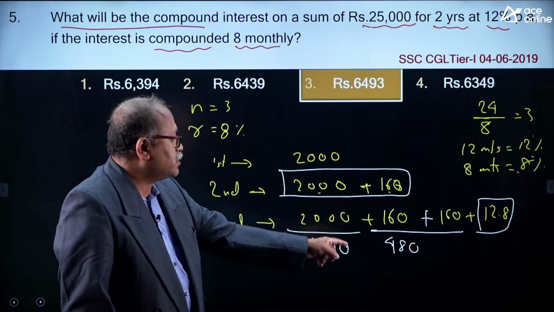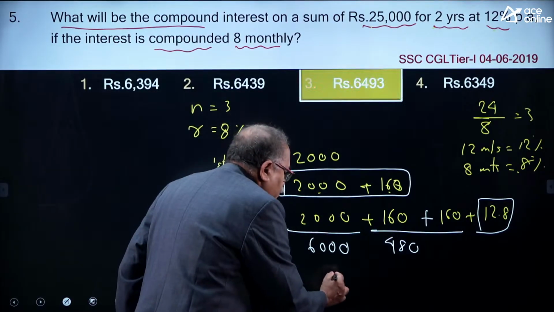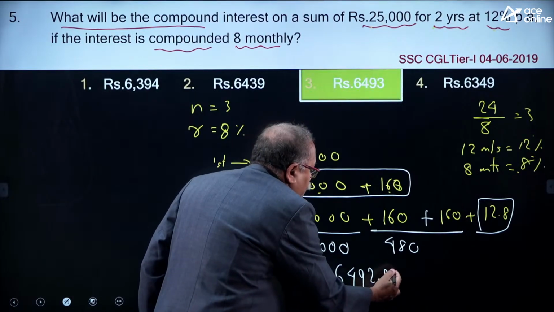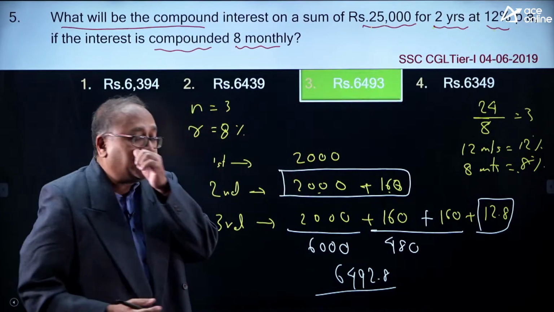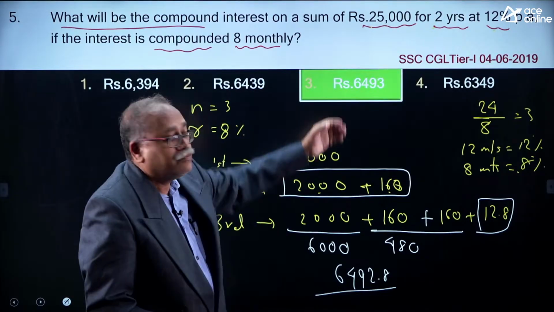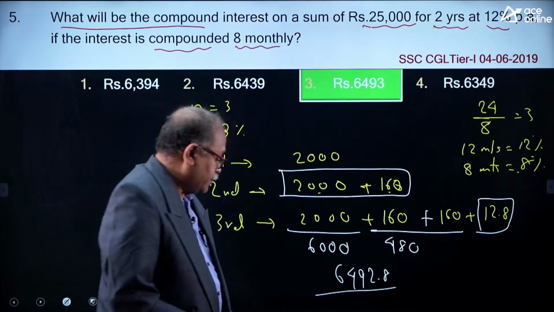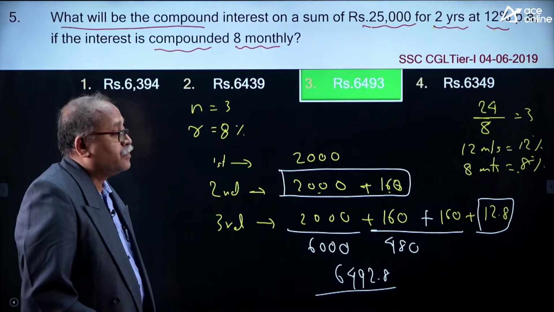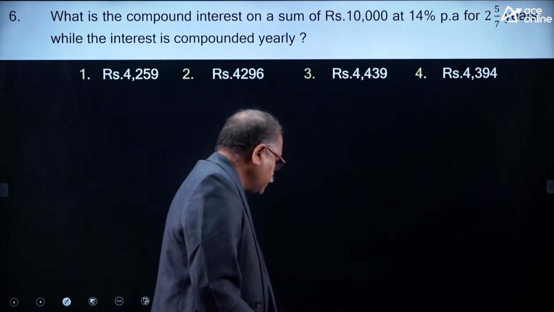So 6492.8, approximate answer is 6493. Beautifully answered the question. Come on, and let us move on to the next question, and it is this.